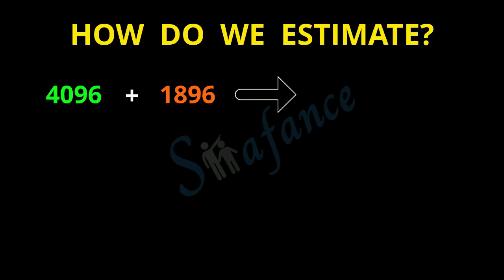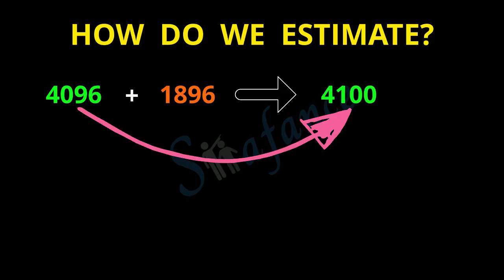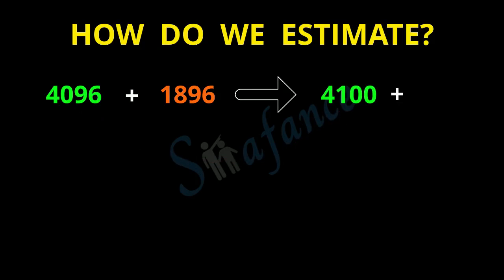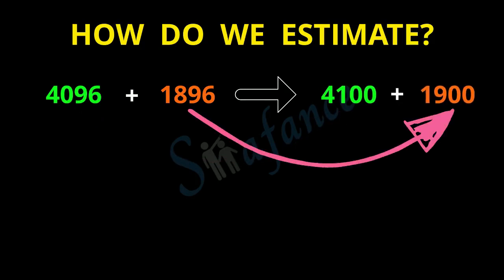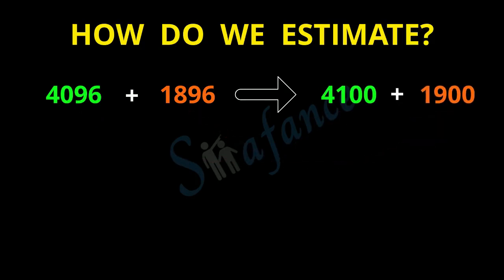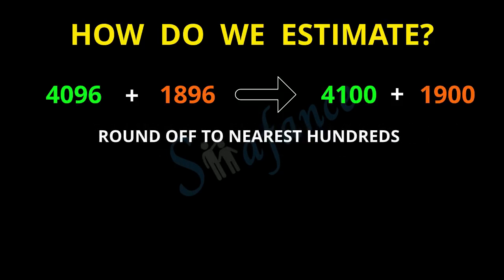we can write 4096 as 4100. We can round it off and we can write 1896 as 1900. So we have rounded off these numbers to the nearest hundreds. And then we can add 4100 and 1900 and we will get 6000 as the answer. So in this we have seen how to round off the numbers to the nearest hundreds and make an estimation.